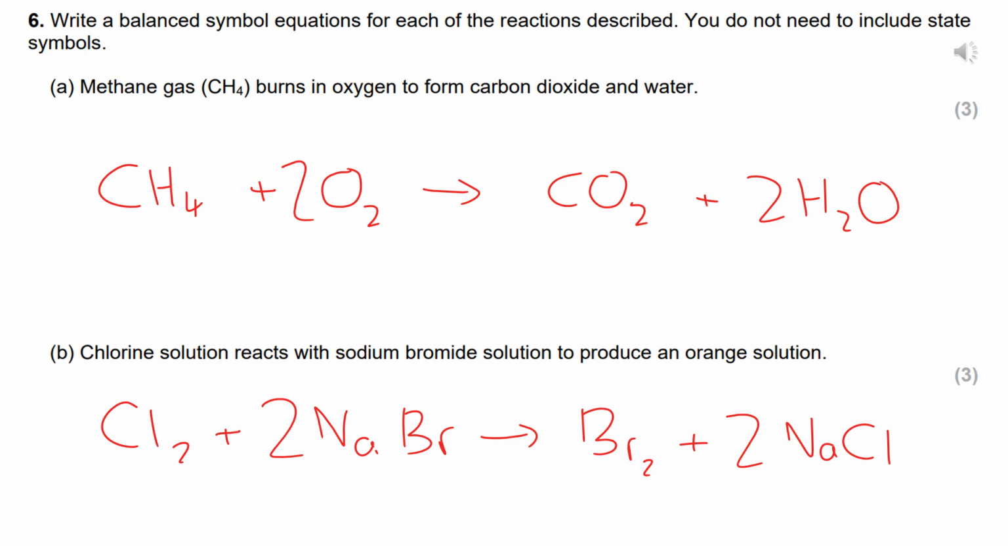For state symbols then, it didn't need this for the mark, but just out of interest, all of these things are in solution. Okay, so you've got chlorine, sodium bromide, bromine solution, and sodium chloride. Additionally then in the question it says that an orange solution is formed, so we should know that chlorine forms kind of a pale green solution and bromine will produce an orange solution. So actually the orange solution is coming from the bromine that is produced, and it's showing us that chlorine is more reactive than bromine because it can displace it from that compound.